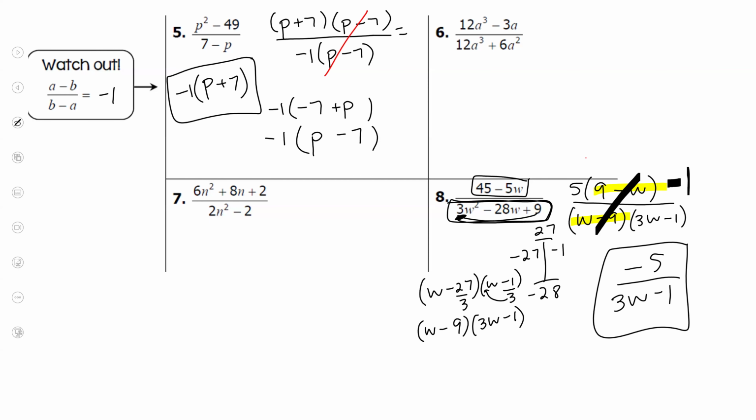All right, number 6, simplifying. So these can both be divided by 3a. So I'll put 3a on the outside. This will become 4a squared minus 1. Notice if I can multiply it back in and get what I started with. Okay. Let's work on this numerator real quick. I can factor this further. Because if you do the square root of 4, it'll be 2a. The square root of this will be minus 1. So you can also do it like this.